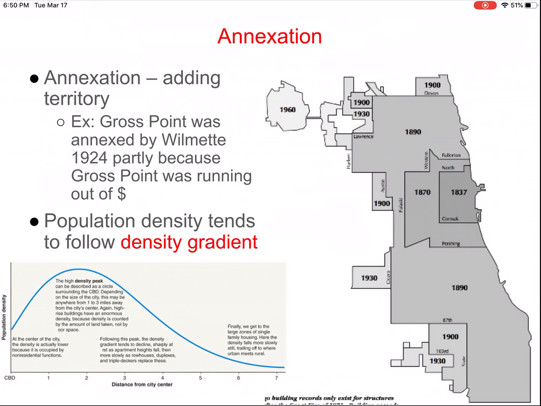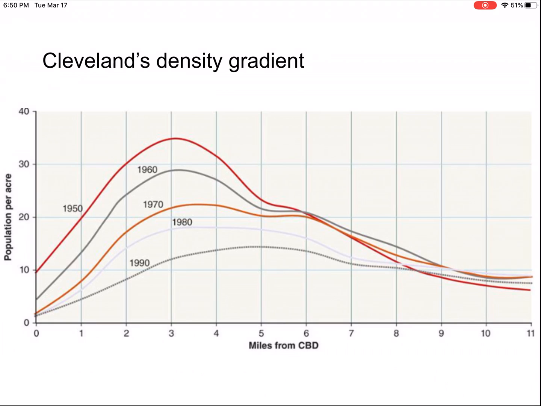If you need a real-life example of that, though that chart is good enough to draw on your note card, here's a real-life example for Cleveland from 1950 to 1990. Now, if I had you guess how their residential density gradient would change over time, hopefully you would guess that it's become less dense in general. Overall, at least note that the pattern I showed you on the previous slide is what you see here.